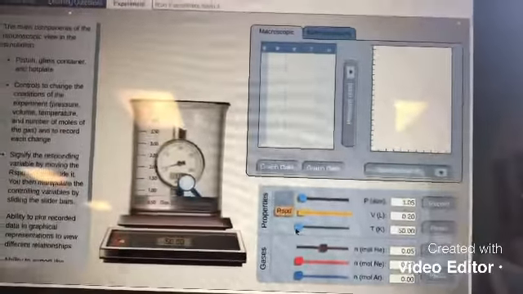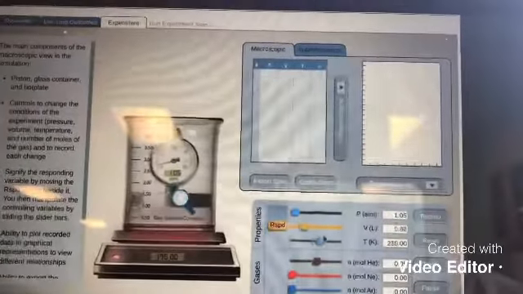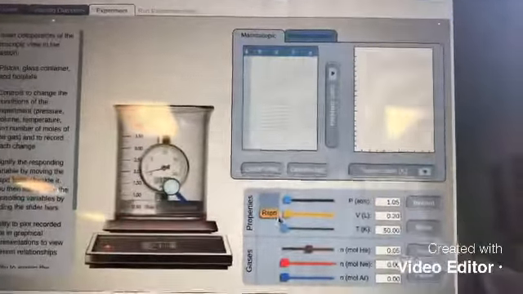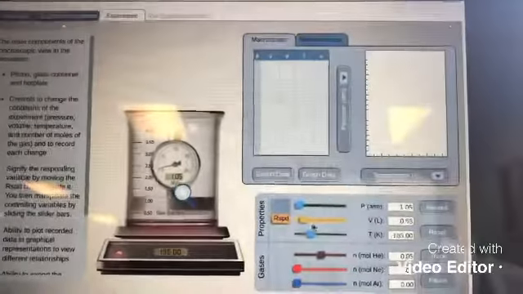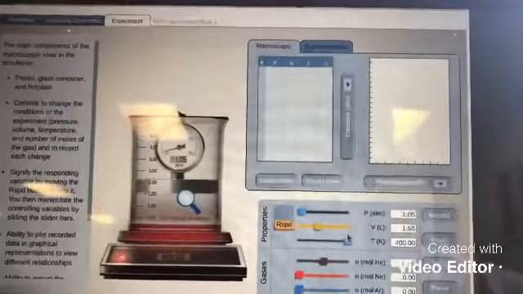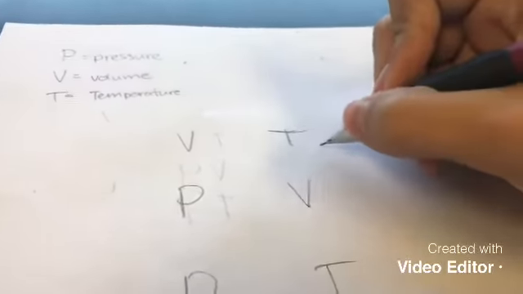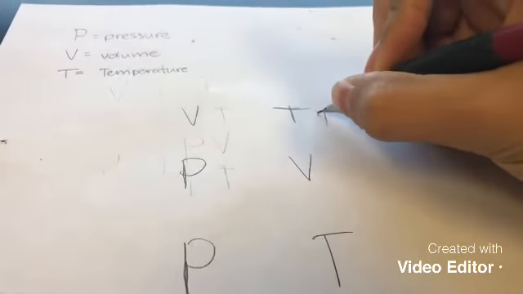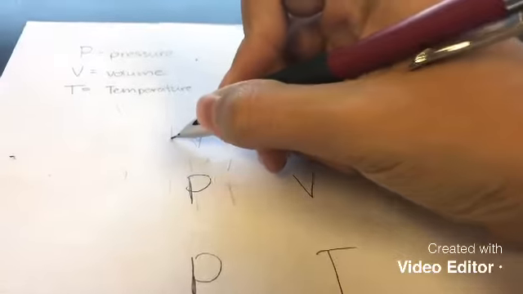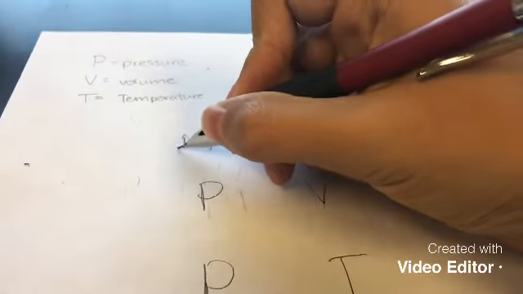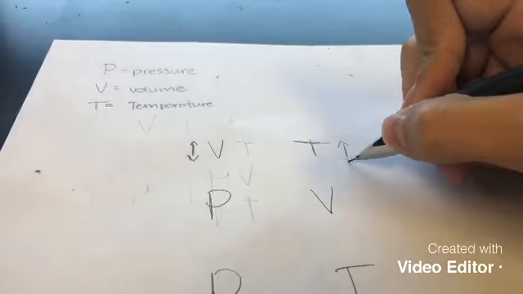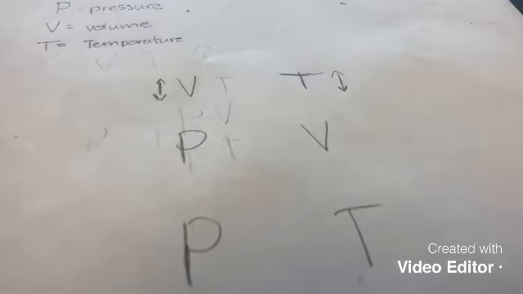As we can see, the temperature goes down, and as the temperature goes down, the volume also goes down. And when the temperature goes up, the volume also goes up. It's pretty cool. So now we know that these two go up at the same rate, as well as going down at the same rate. So in temperature and volume, when temperature goes up, volume goes up. When temperature goes down, volume also goes down.